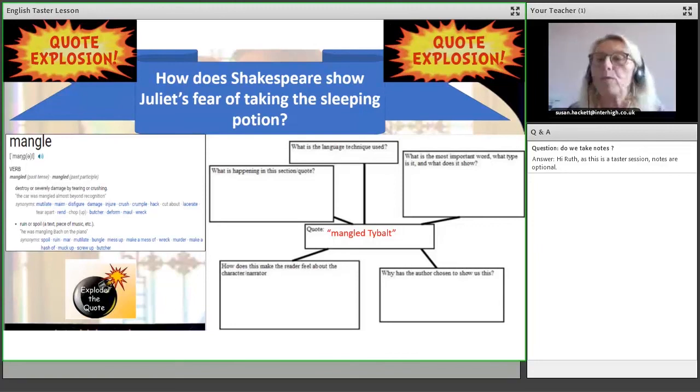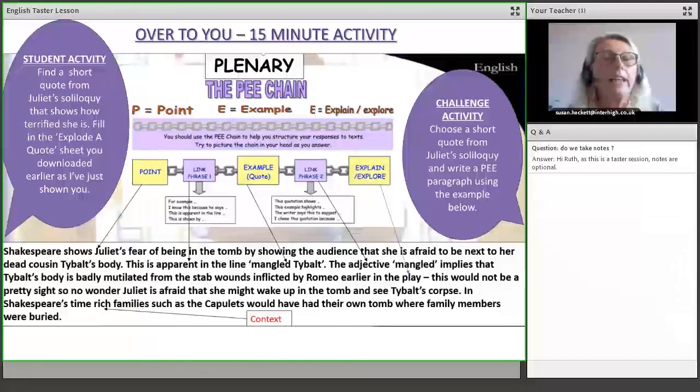We're running out of time now, but in the documents that I asked you to upload at the start of the lesson, you will have answers to all of those. In English, this is how we analyse the effect of language.